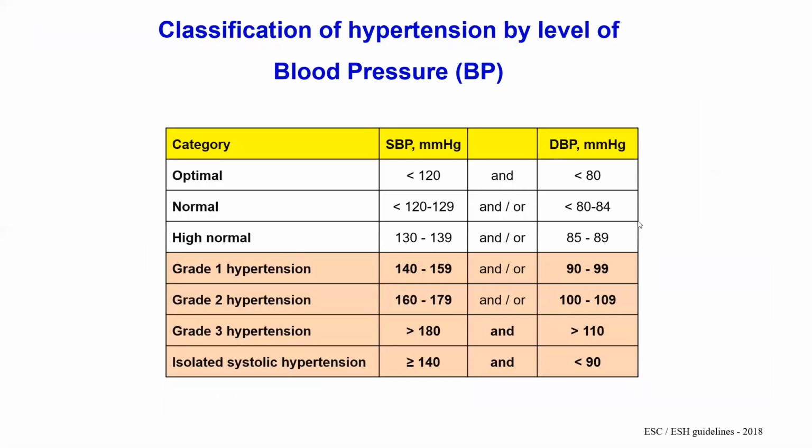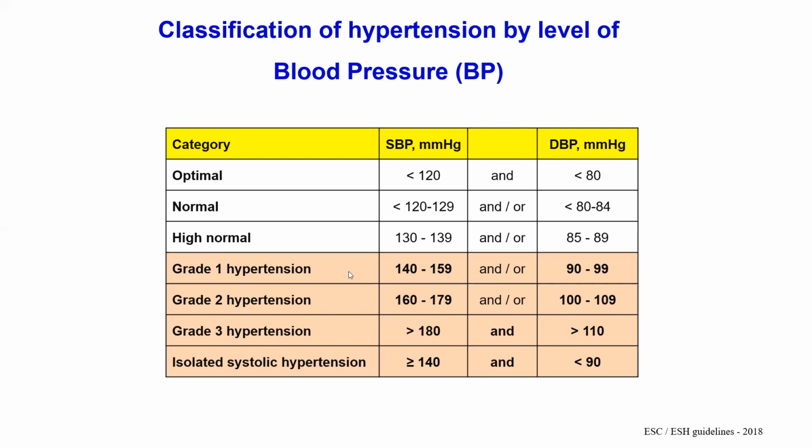And by the way, the classification of high blood pressure according to the recent European Society of Cardiology and European Society of Hypertension guidelines is presented in this table. We stratify patients with high blood pressure into grade 1, grade 2 and grade 3 hypertension according to the levels of systolic and diastolic blood pressure.